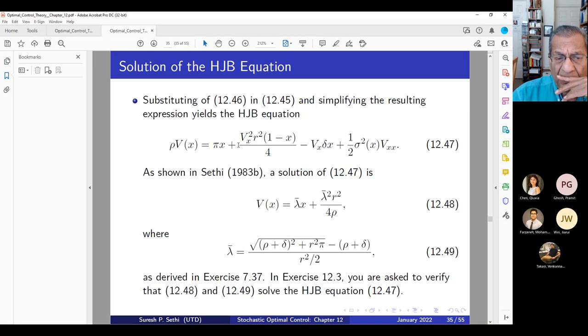And I was able to show that the solution of this form is ax plus b, which is a linear function, where a is lambda bar, and b is this constant, and lambda bar is equal to this. So this is your a, and b will be the square of that, r squared divided by 4 rho. How do you make sure that this is a solution? Well, we substitute the v sub x. If you take the derivative, this x is a lambda bar, so put lambda bar here. And if you take v sub xx, it's 0, so it goes to 0. And we can show that the equation is satisfied.